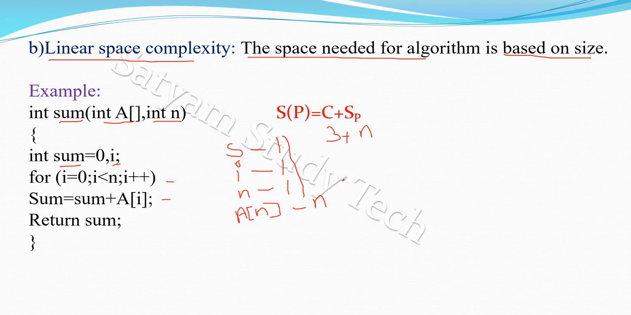Now what is the higher order? Here the function is 1, so it can be represented as big O of 1. The space complexity of this particular algorithm is big O of n.